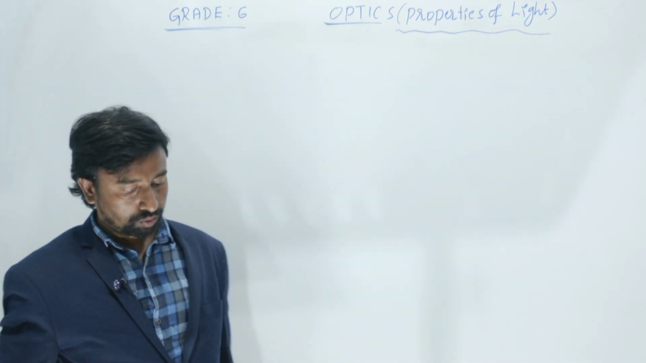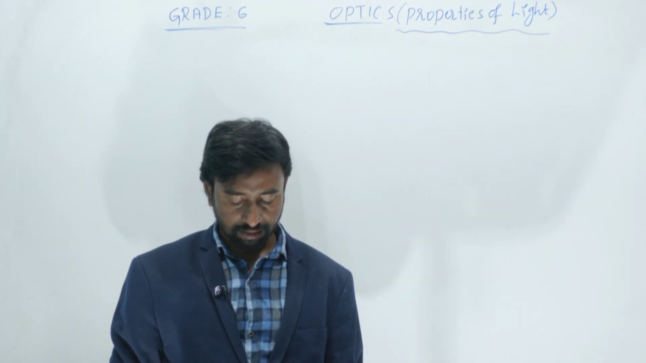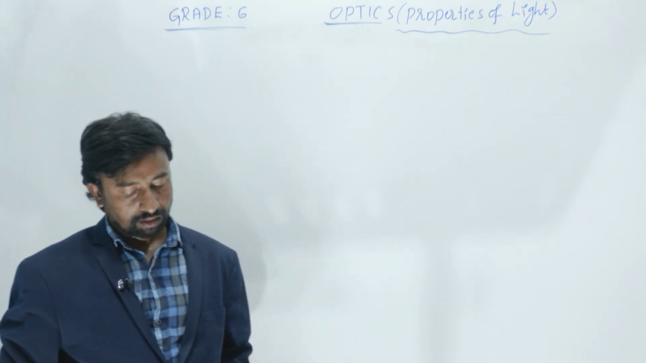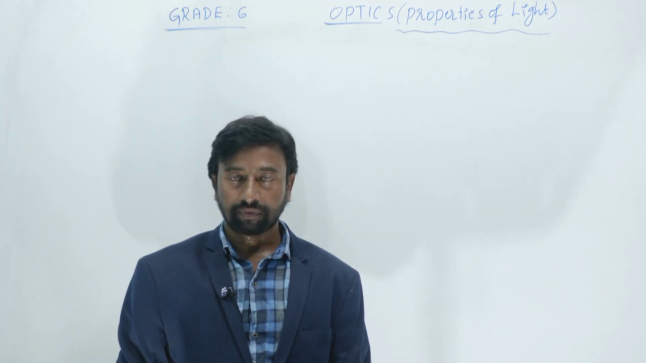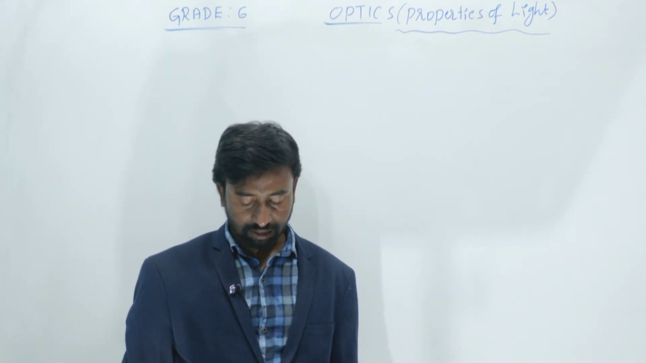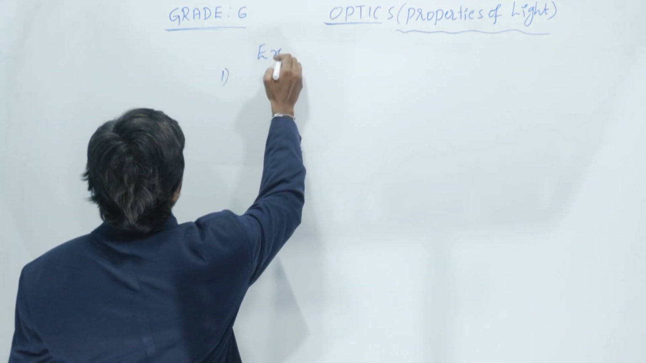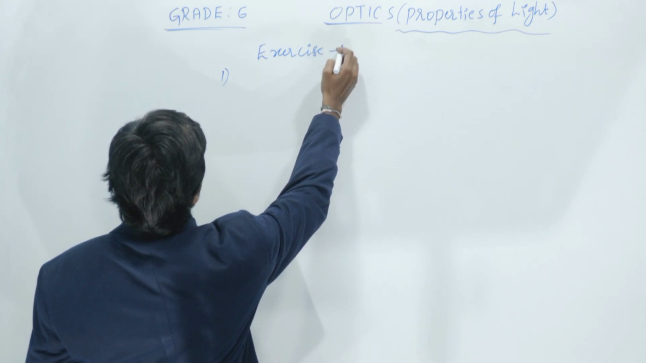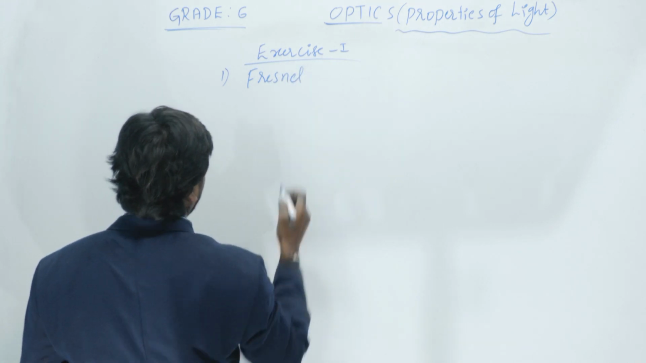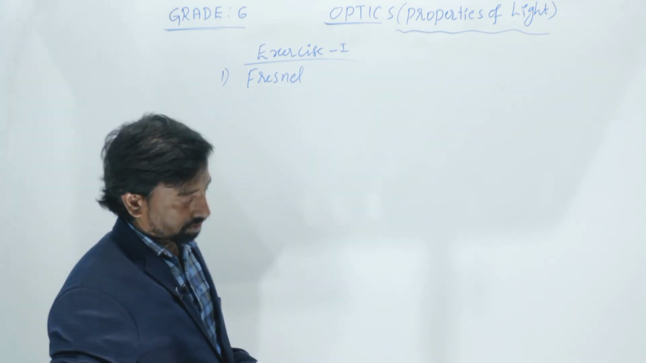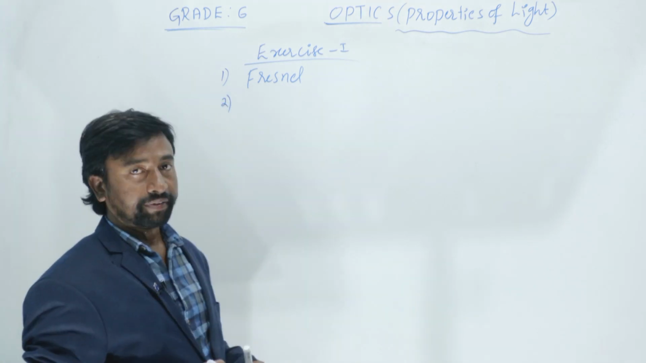Okay. So now the exercise. The first question is given there. The phenomenon of diffraction of light was discovered by. The phenomenon of diffraction of light was discovered by Fresnel, the scientist Fresnel. So in the exercise, 1, Fresnel. Fresnel is a scientist who discovered the phenomenon of diffraction of light.